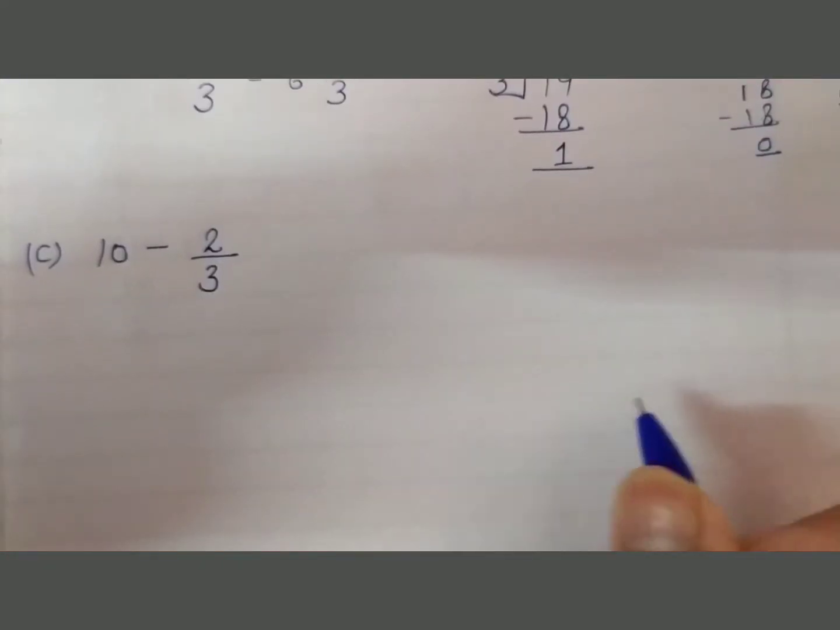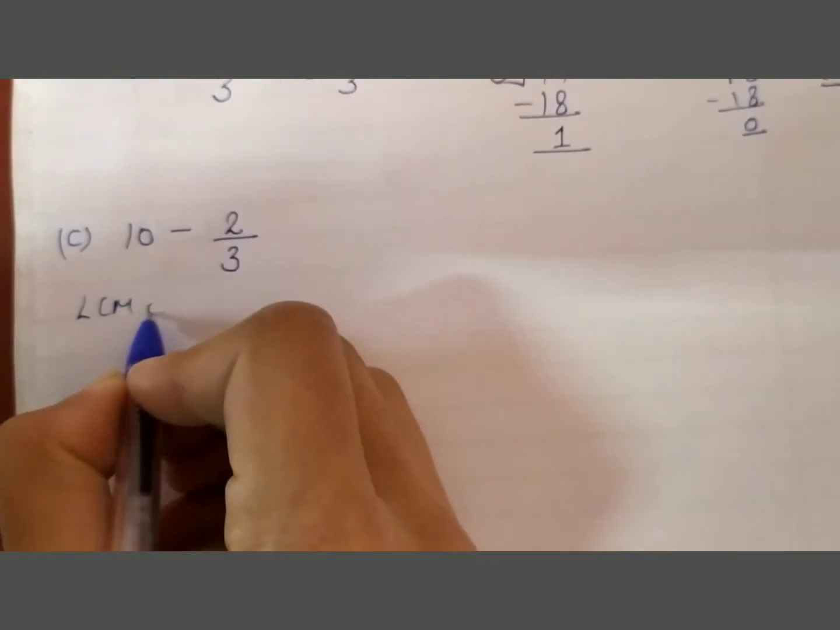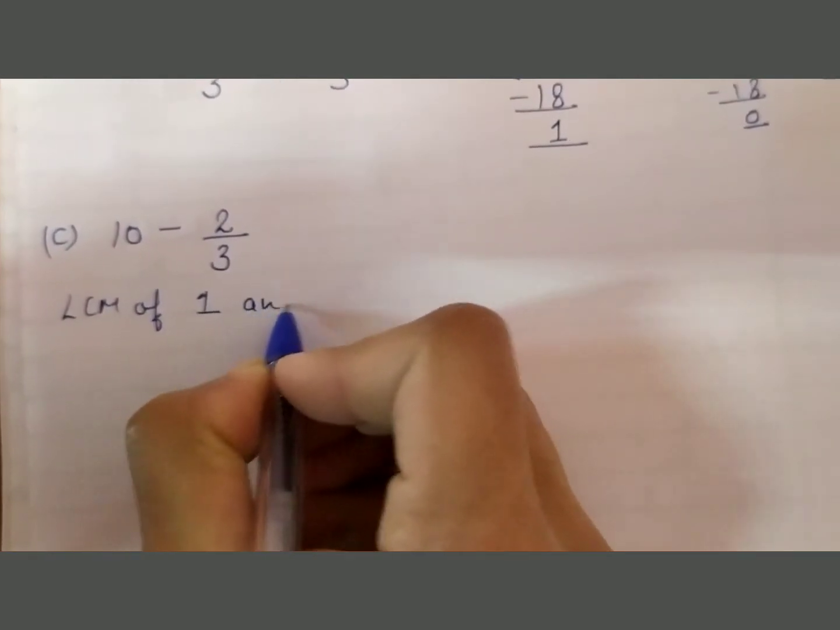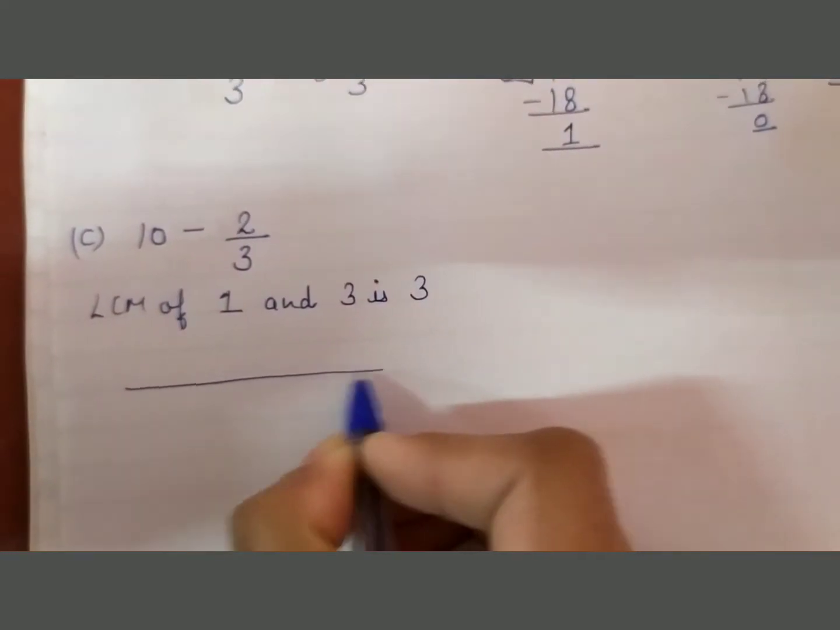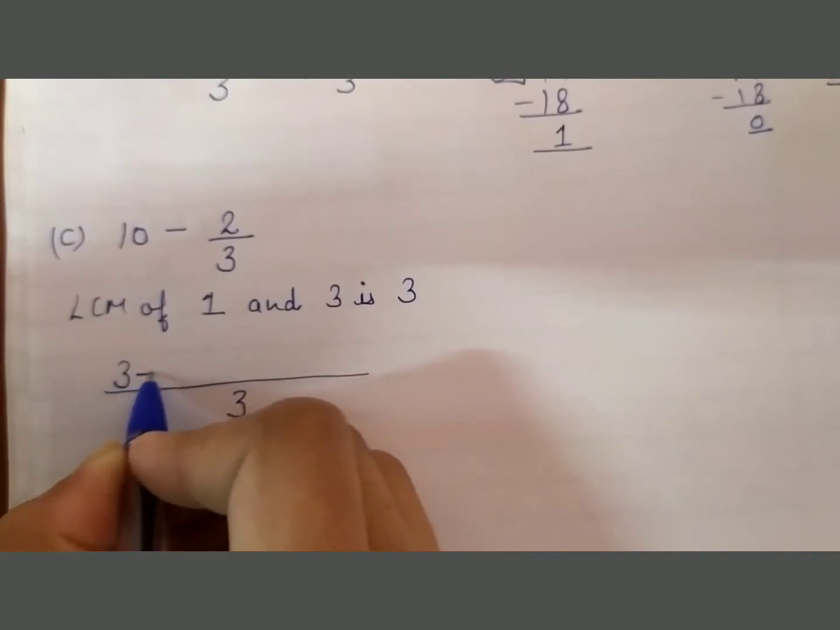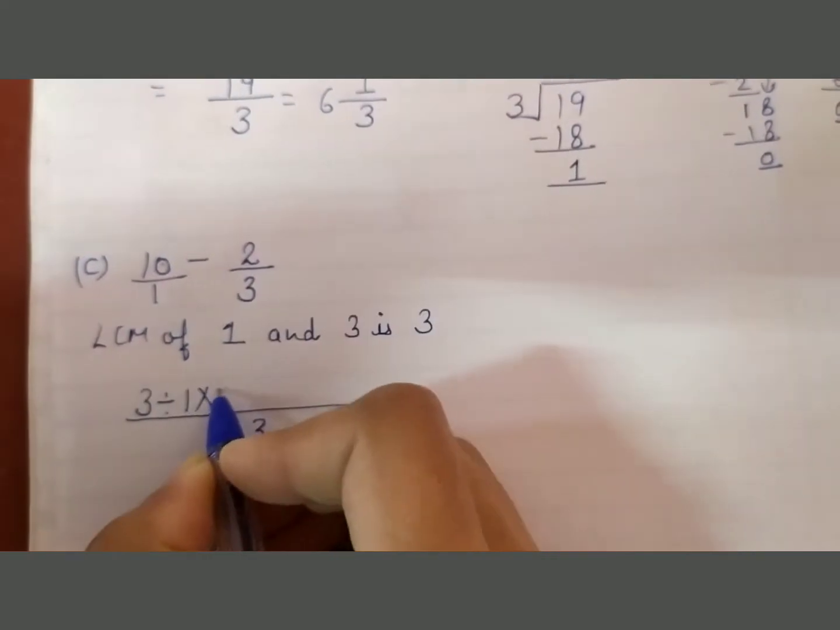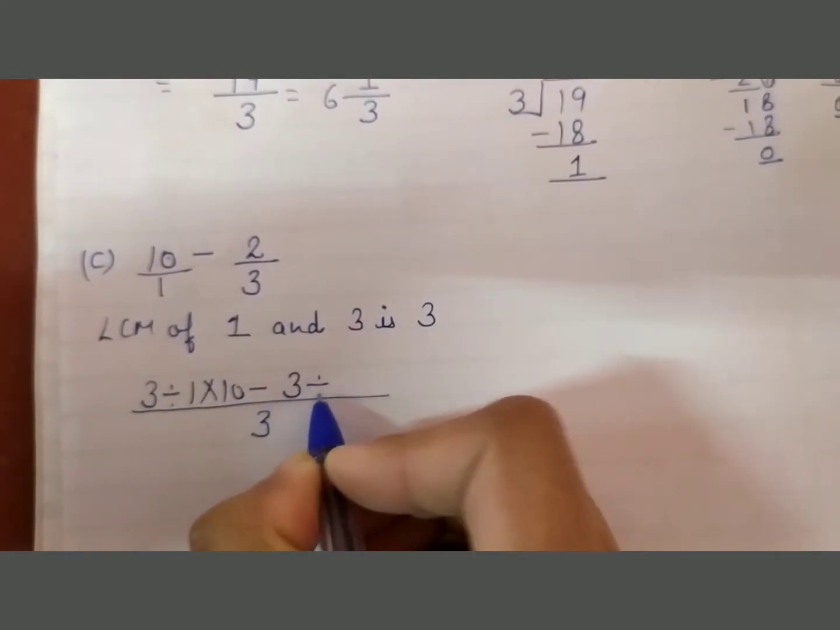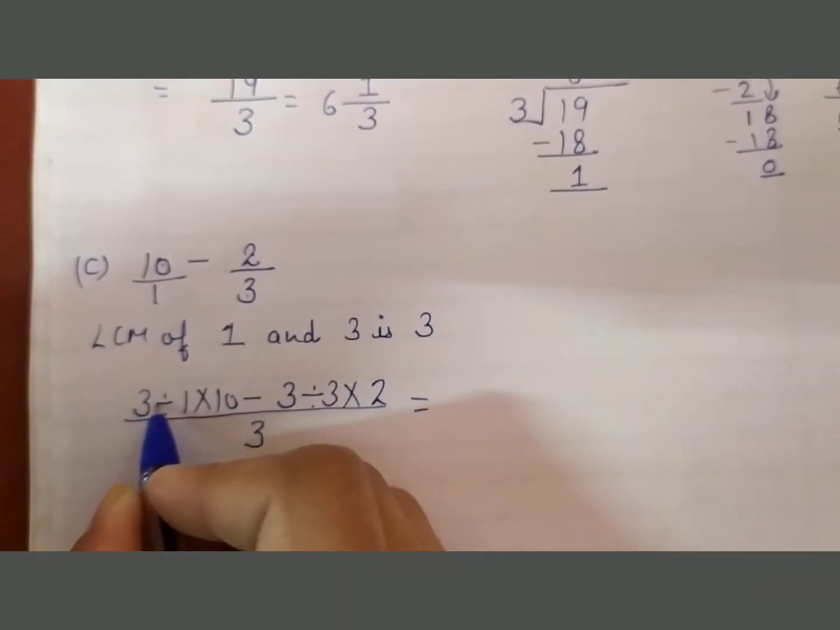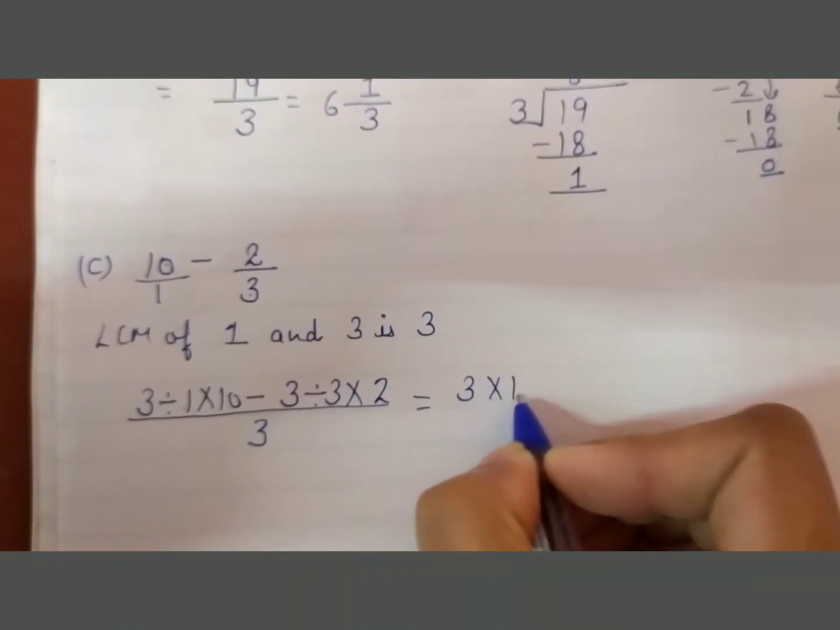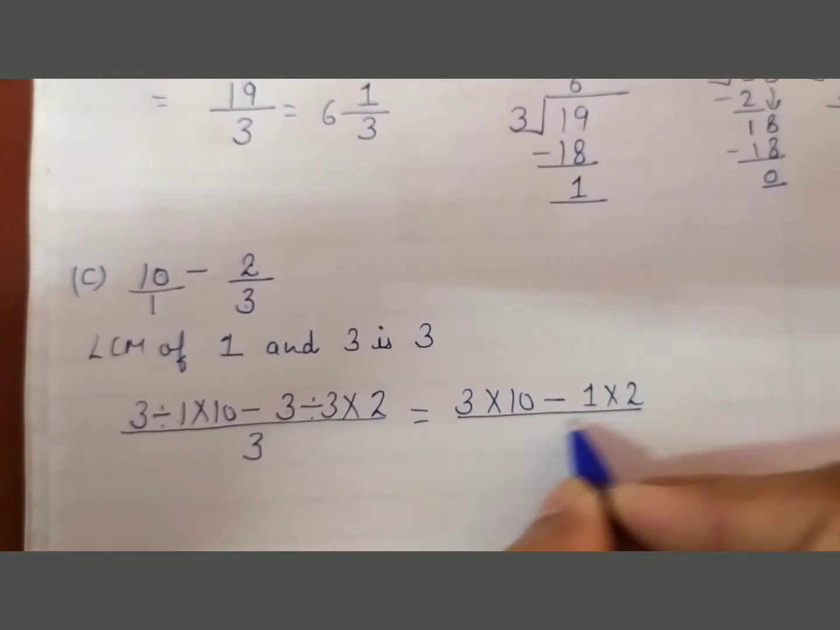Okay. Next question is 10 minus 2 upon 3. Find the LCM of 1 and 3, which is 3. Write 3 in the denominator. Again write 3 divided by 1, multiply by 10, subtract, write 3 divided by 3, multiply by 2. 3 divided by 1, 3. Multiply 10 minus 3 divided by 3, 1 multiply 2 upon 3.